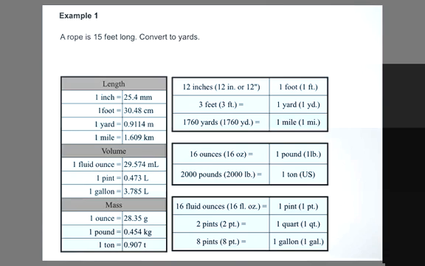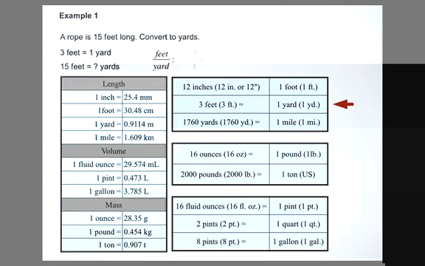Example 1. A rope is 15 feet long. Convert it to yards. So we know the length in feet, and we need to know the length in yards. Well, we know that there are 3 feet in each yard. So 3 feet is equal to 1 yard. So how many yards is 15 feet? We do the conversion by setting up the units. We have feet, and yet we want yards. So we put what we have on top and what we want on the bottom.